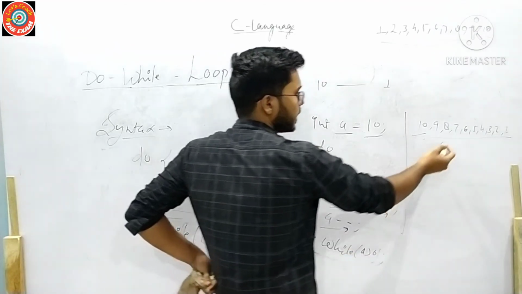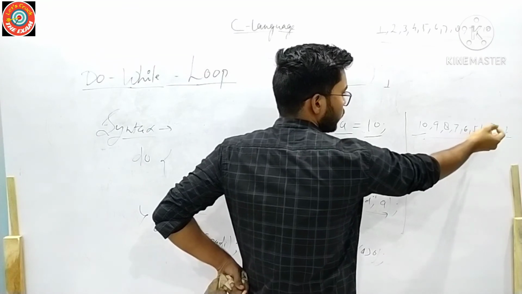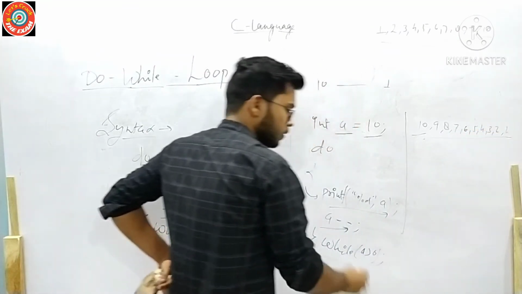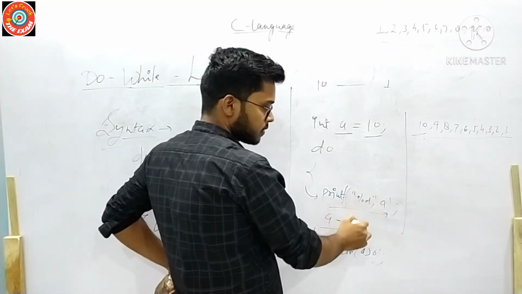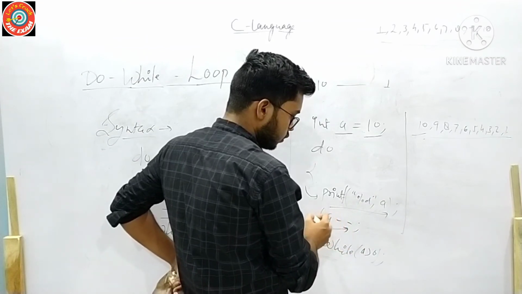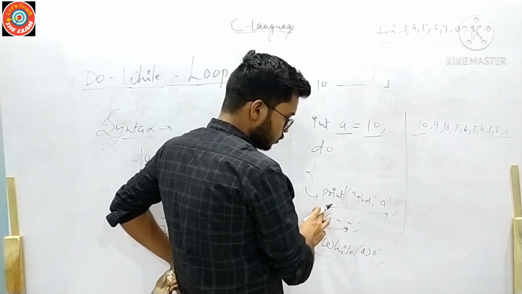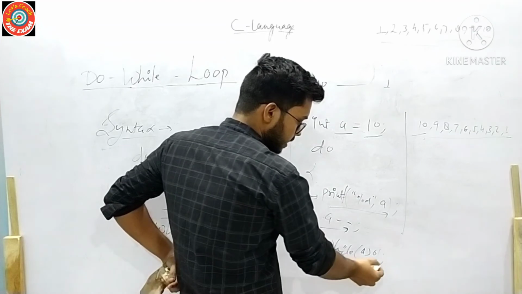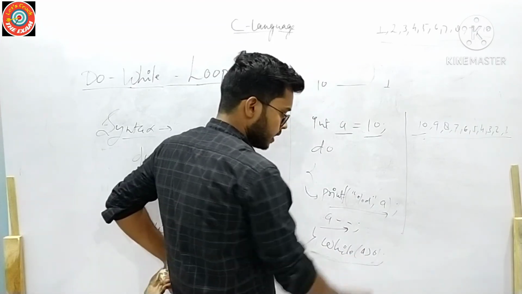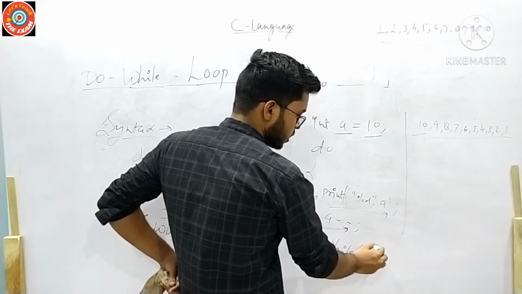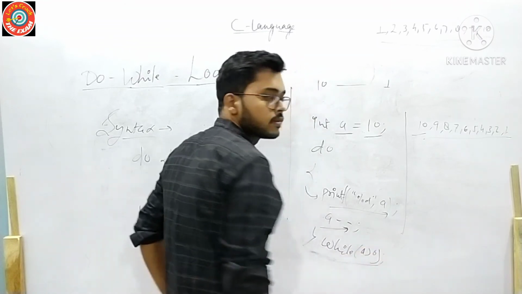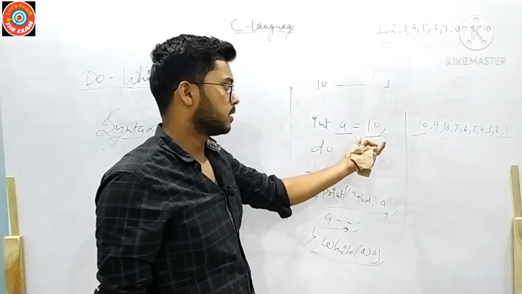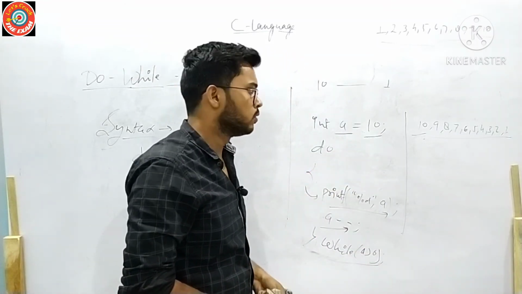Now it will print 8, 7, 6, 5, 4, 3, 2 and 1. Okay, when the value of a is 1, it will decrease the value of a from 1 to 0 and the condition will become false, because 0 is not greater than 0. Okay, so it will print the decreasing numbers from 10 to 1.